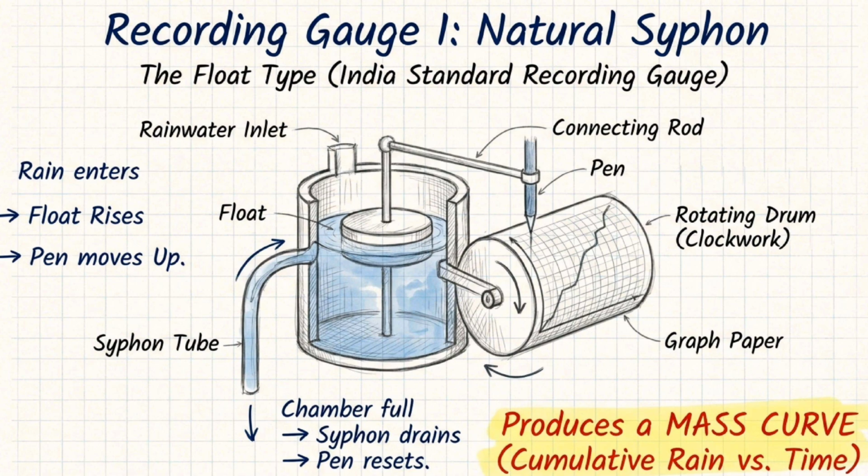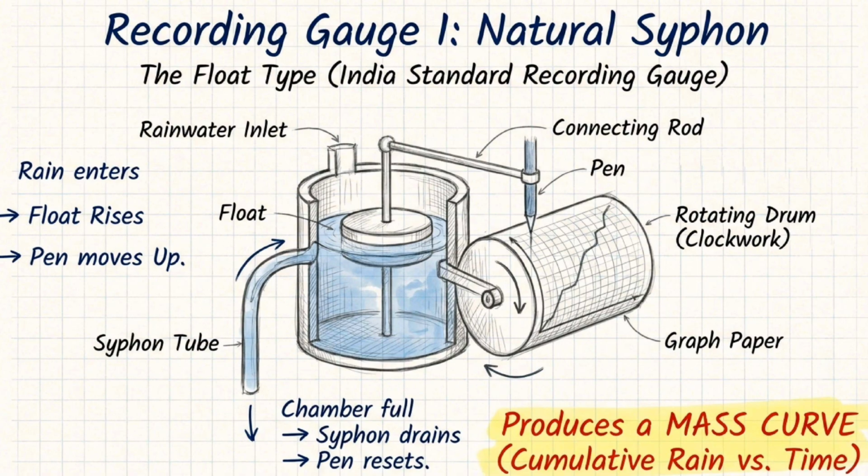Next to it, there is a rotating drum covered with graph paper. This drum rotates slowly with the help of a clockwork mechanism. As the drum rotates and the pen moves upward, the pen draws a line on the graph paper. This line shows how rainfall accumulates over time. This graph is called a mass curve, which represents cumulative rainfall versus time.